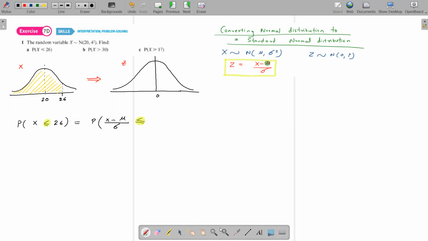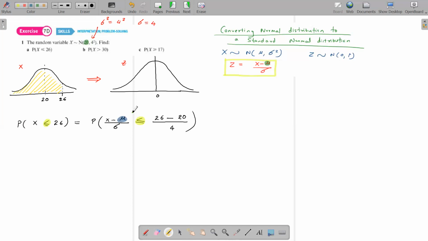Do the same thing to the other side. Now, what do I have here? 26 is the value. From 26, you subtract the mean. The mean value is 20. Can you see? You subtract 20 and you divide by the standard deviation. Now, you know this 4 squared is the sigma squared, right? So just sigma should be 4, right? Can you see what's happening here?